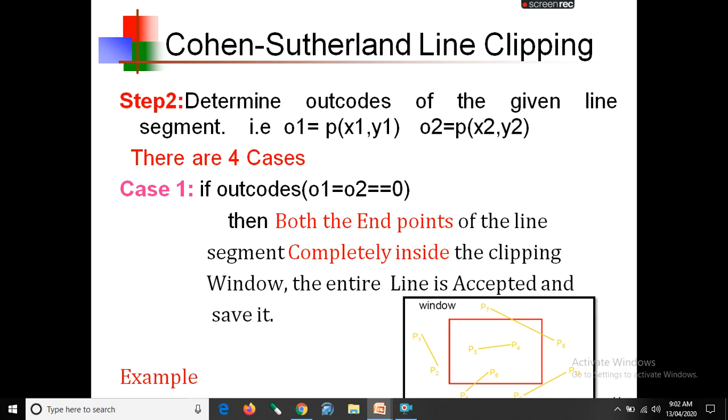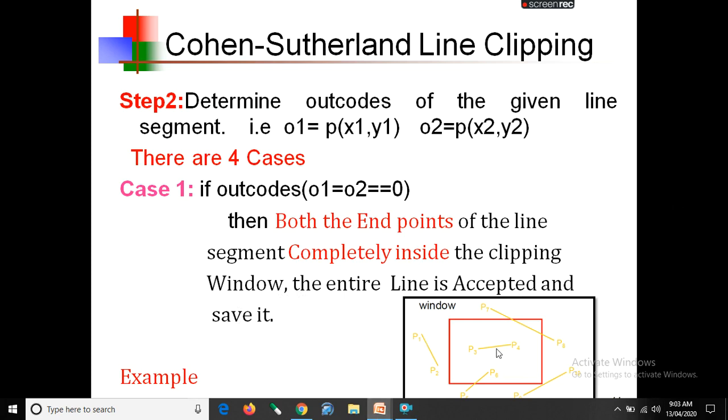After calculating O1 and O2, in the first case, if output 1 and output 2 are both equal to 0, it means that both endpoints of the given line segment completely lie inside the clipping window. When both endpoint outputs are 0, the line lies inside the clipping window. Then the entire line is accepted, we save it, and we display that line segment on the monitor screen.